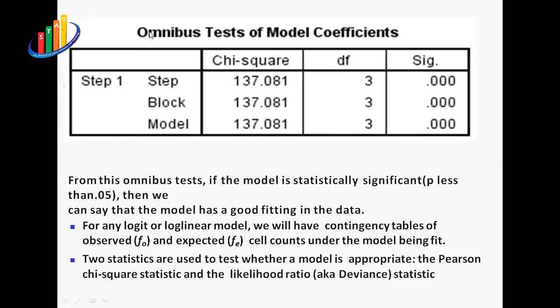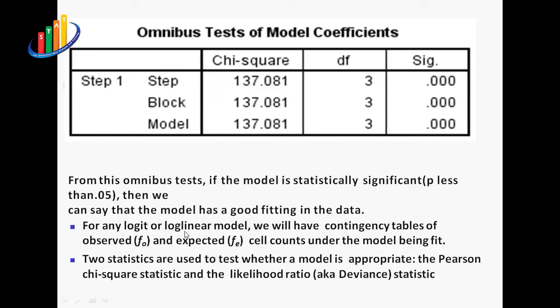The first test which we get is the omnibus test of model coefficients. In this test, we will refer to the significance value, and it should be less than 0.05. This test represents the fitness of the whole model, whether the whole model is fitted or not. From this omnibus test, if the model is statistically significant, the p-value should be less than 0.05. Then we can say that the model has a good fit to the data.